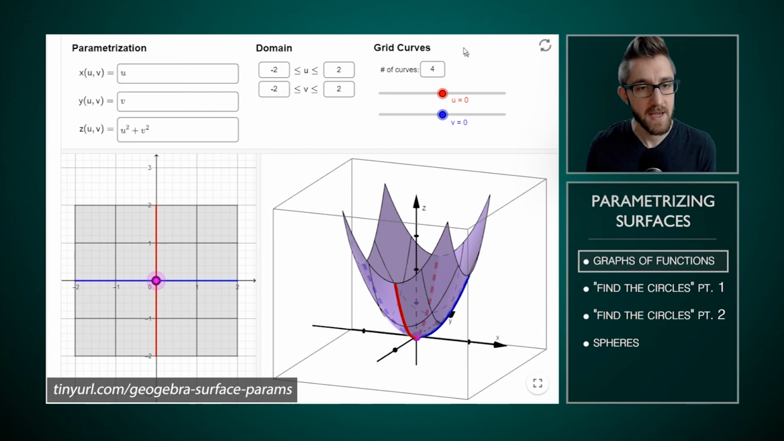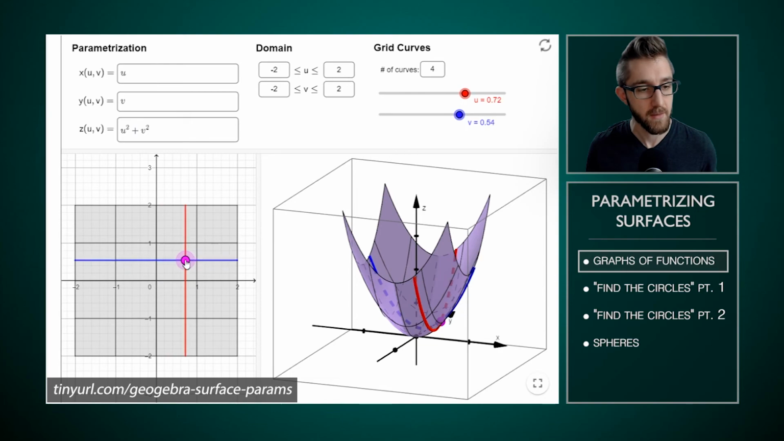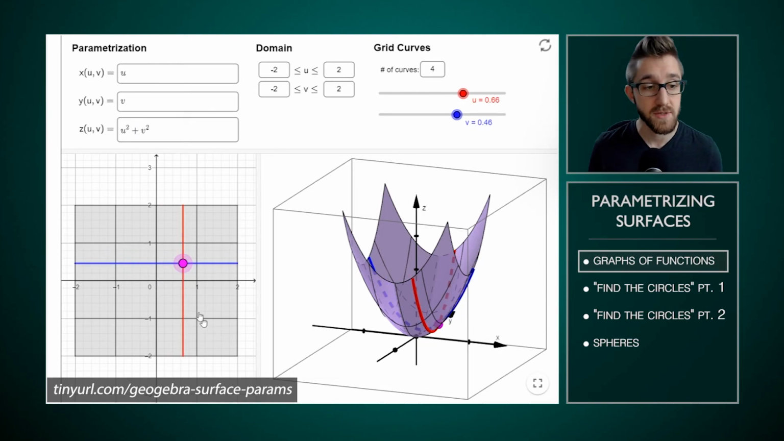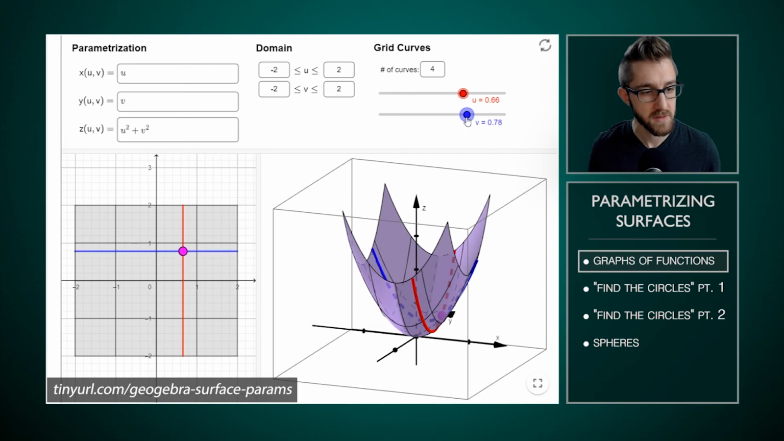And then the last thing is grid curves. So I mentioned grid curves before are the curves you get when you fix either u or v and look at the curve you get parameterized on the surface. So you can take this pink point here and drag it around the uv plane. And as you do that, you'll notice that there are two lines in the parameter domain. One is vertical. This is the line u equals, in this case, 0.66. So it's always a u equals constant line. And then the horizontal line is a constant v equals 0.46. And you can move the sliders here too if you want to move those lines around.